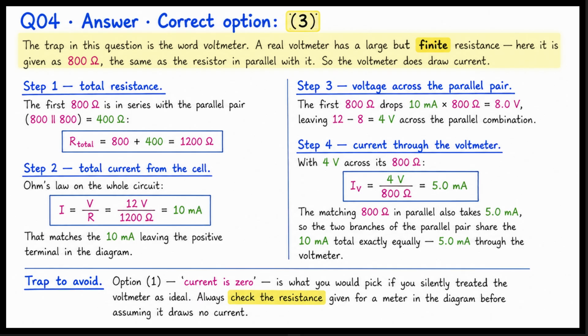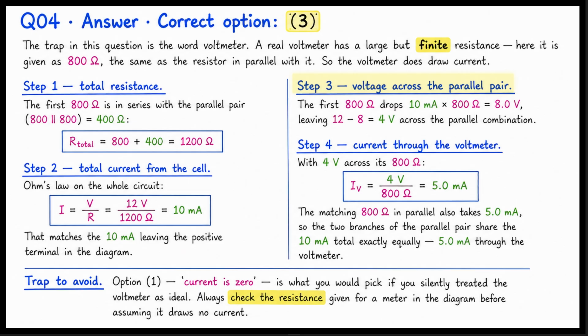Step 1, total resistance. The first 800 ohms is in series with the parallel pair, which is 800 in parallel with 800 equals 400 ohms. So our total equals 800 plus 400, which is 1,200 ohms. Step 2, total current from the cell. Ohm's law on the whole circuit. I equals V over R equals 12 volts over 1,200 ohms, which is 10 milliamps. That matches the 10 milliamps leaving the positive terminal in the diagram.